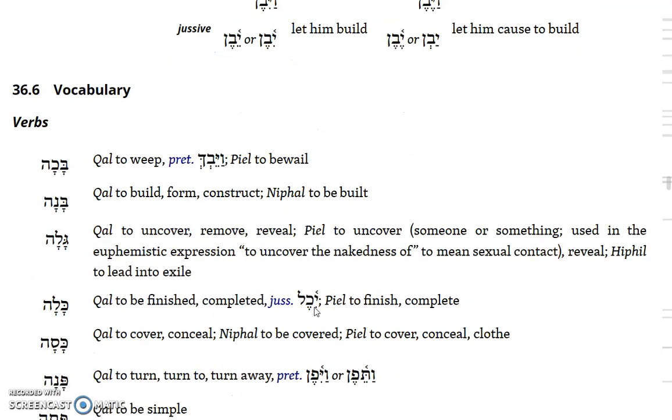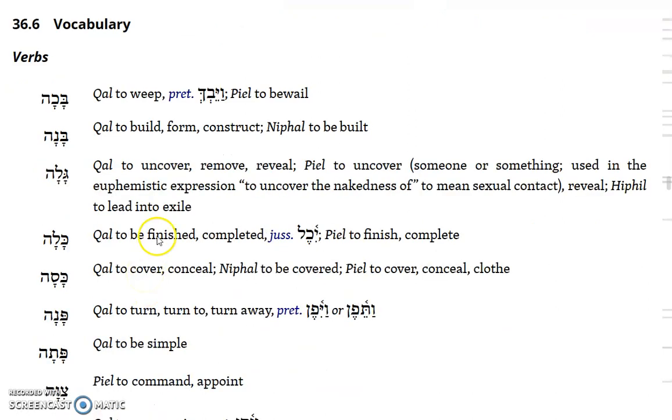Vocabulary, he gives you a bunch of third hey verbs. Bakah, to weep. And then he gives you the vav consecutive form. Banah, to build. And then the nifal would be to be built. And then galah, to uncover, remove, reveal. And the kalah, to be finished or completed. Kasah, to cover or conceal in the piel, to be covered in the nifal. To cover something, it makes it transitive.